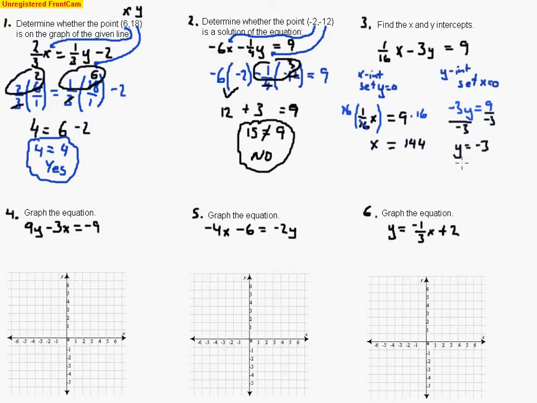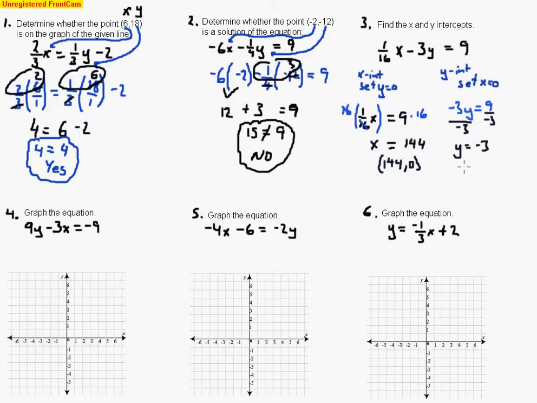So negative 3 is the y-intercept. And that's all you have to do for me. It'll say x-intercept, and you just write down equals, and then write down the number. If you wanted to write the ordered pair, it would go this way: (144, 0) for the x-intercept, because the x value comes first, and y was 0 again.